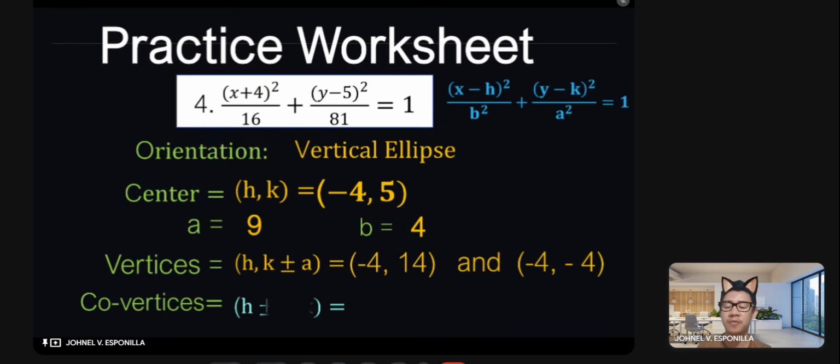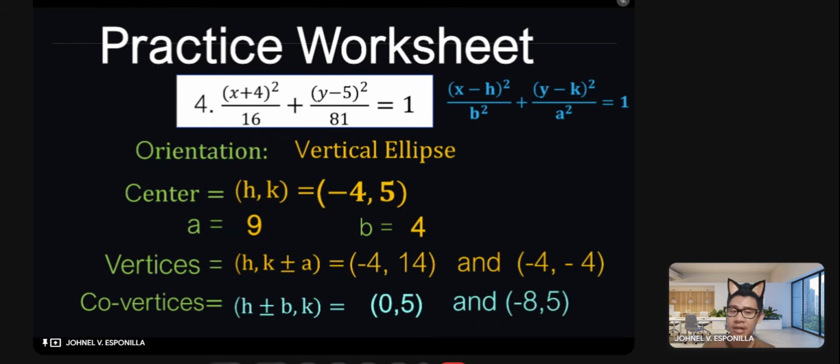How about for the co-vertices? So h plus minus b tayo. So yung h po natin ay -4 at yung b po natin ay 4, yung k po natin ay 5. So si h muna tayong gagalawin. So plus muna, -4 plus 4 ay 0. So 0, 5. At yung pangalawang co-vertex, -4 minus 4 is -8, 5. These are the co-vertices of number 4.